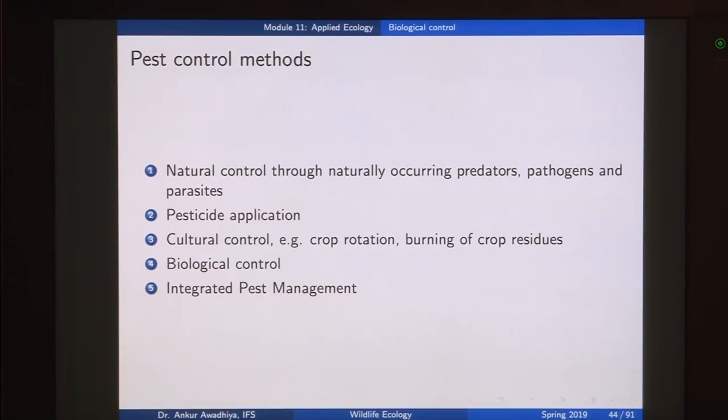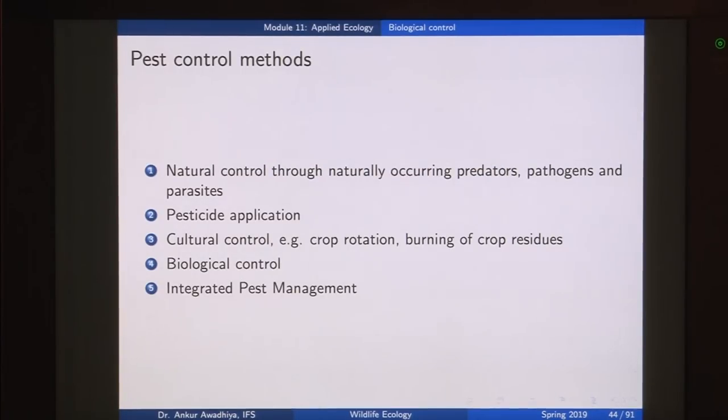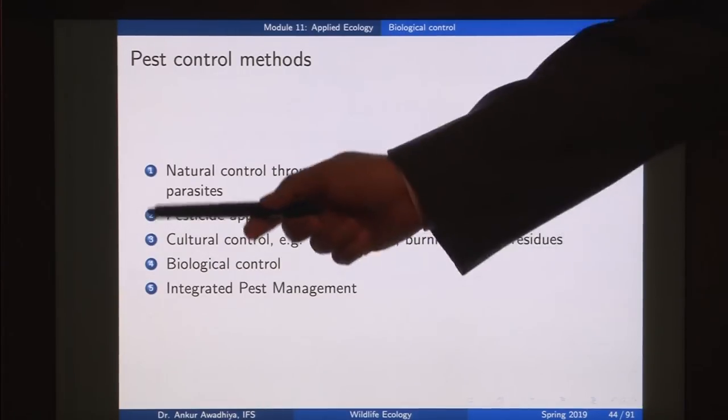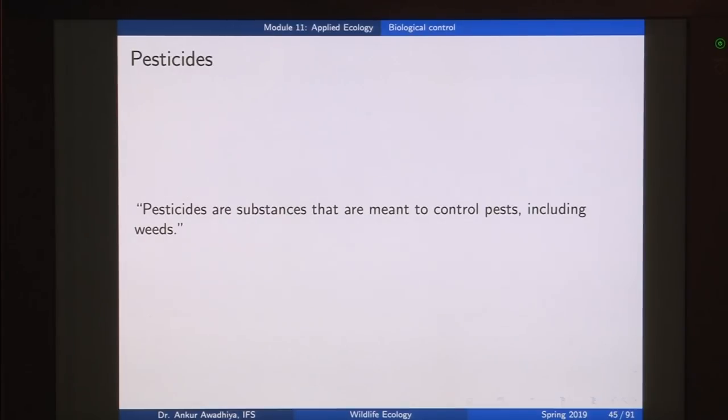But so far what we have seen is that the natural control does not work these days very well because our requirements have grown up, our greed has gone up, and we cannot spare any amount of our food grains for the other organisms. We want everything for ourselves. So these days the mainstay of agriculture is the pesticide application. Now we have seen earlier that pesticides are substances that are meant to control the pest, including weeds. Most often they are extremely toxic substances, they are poisonous substances.